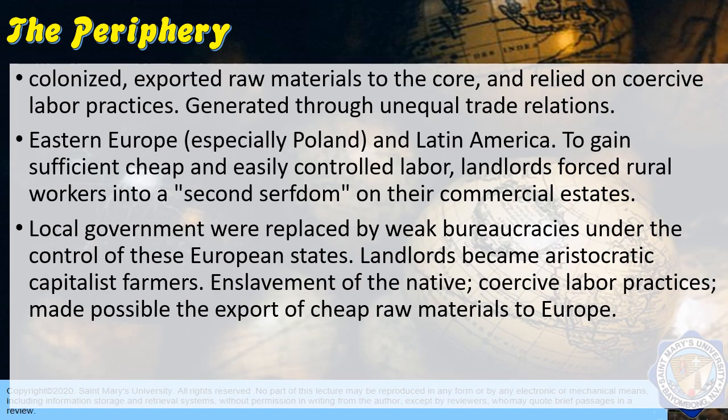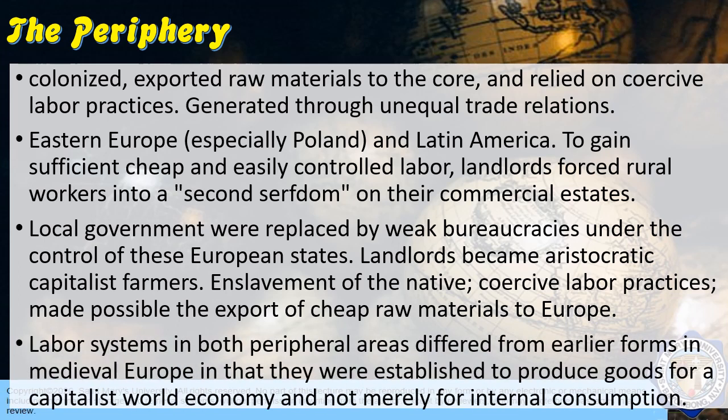If we are having this kind of weak bureaucracies, of course, we expect corruption, like during the Spanish colonization in the Philippines. Okay, landlords became aristocratic capitalist farmers, and of course, enslavement and native coercive labor practices made it possible to export raw materials to Europe. And lastly, labor systems in both peripheral areas differed from earlier forms in medieval Europe in that they were established to produce goods for a capitalist world economy and not merely for local consumption.